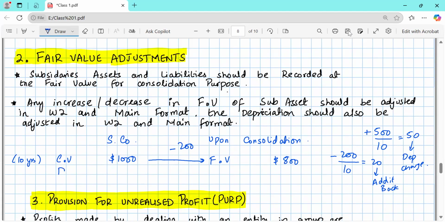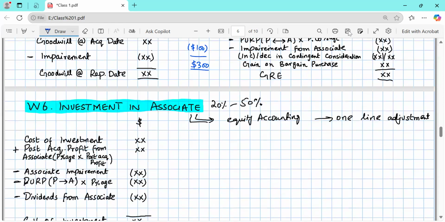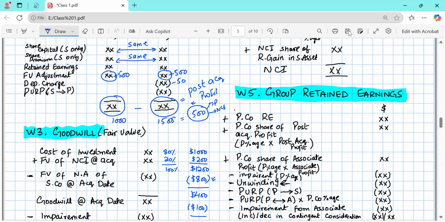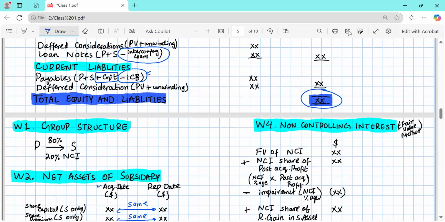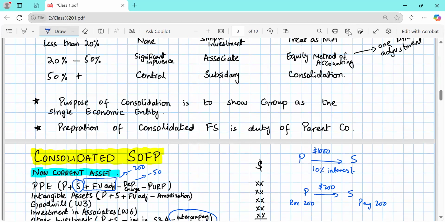Like, for example, carrying value was 1000 and useful life is 10 years. So the depreciation charge would have been 1000 divided by 10, that is 100, right? But according to the 800, it should have been 80, 800 divided by 10, right? So it means 20 extra expense was charged. So you will add that back. And where will you add it back? In the main format and in working two at reporting date here, in this area. Okay. So you will add it back. And in the main format as well here.